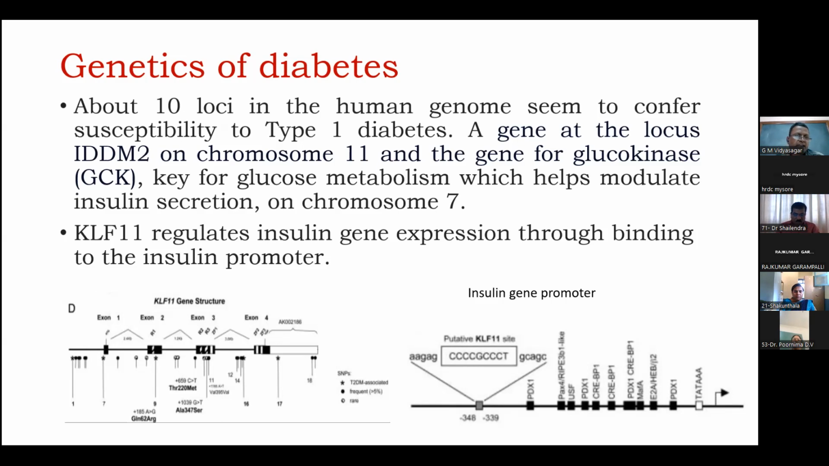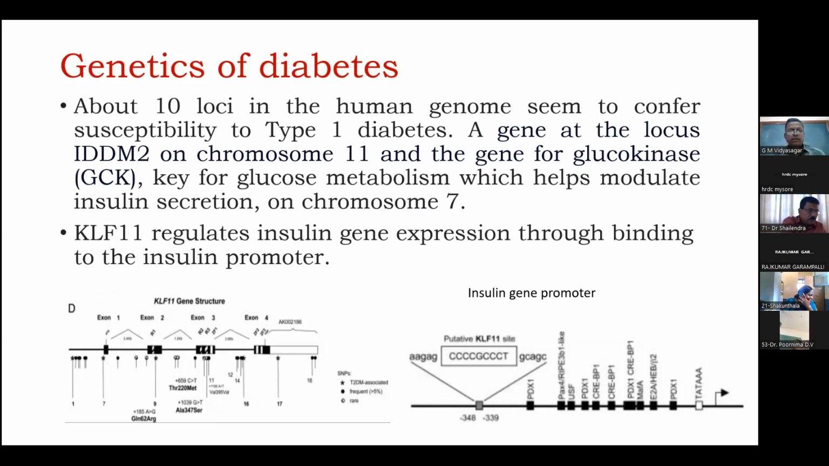Suppose this KLF11 is normal, then it binds on this particular promoter, and there will be the gene regulation and insulin production will be normal. But now some mutants have been identified in different exons in the KLF11 gene, and these mutants are not able to bind to the insulin promoter. And if it is not binding, then insulin will not be produced in the cell.